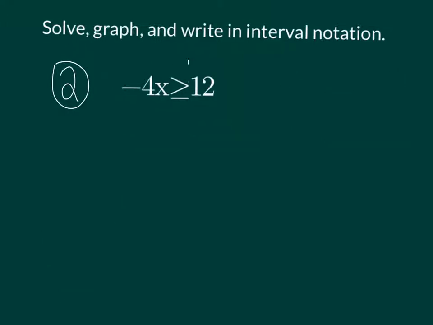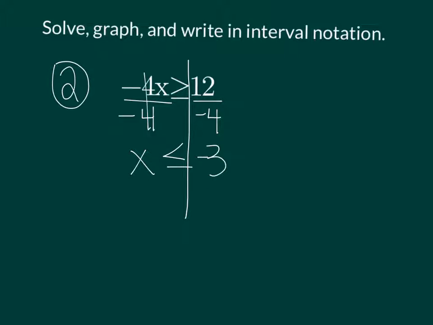All right, next one, draw my line. On this one I have to divide by -4, so that cancels, divide by -4. So I get x. Now when we multiply or divide by a negative, you need to remember to flip the inequality. So I get x is less than or equal to -3.